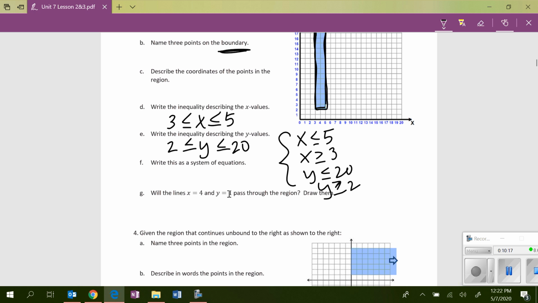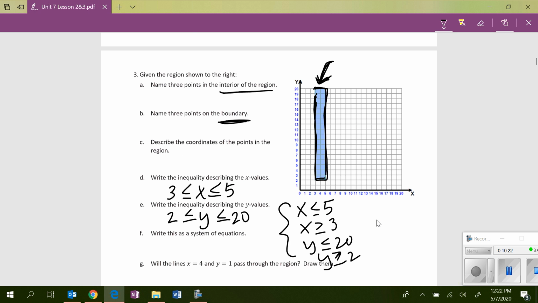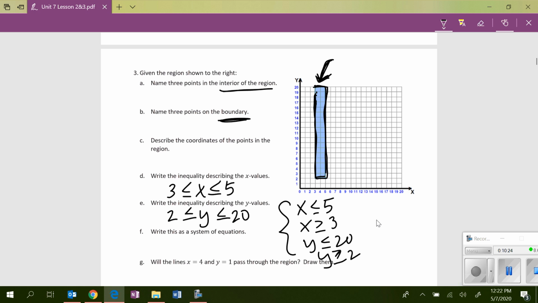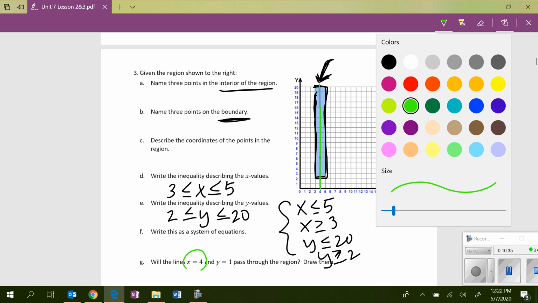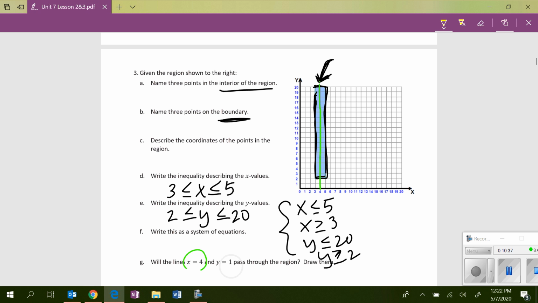Do the lines x equals 4 and y equals 1 pass through the region? So x equals 4 is this line right here. So yes, there. And y equals 1 is this line right here. So no.